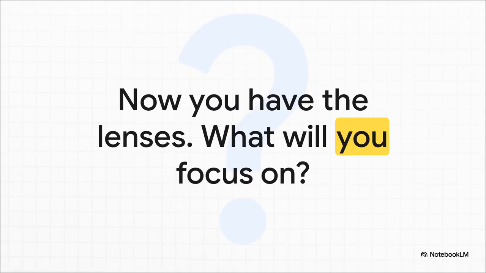So there you have it. You've got the tools now. You have the microscope and you have the telescope for looking at the economy. So the next time you're reading a news story, or even just deciding what to buy at the store, ask yourself, which lens am I using to understand this? What will you choose to focus on?